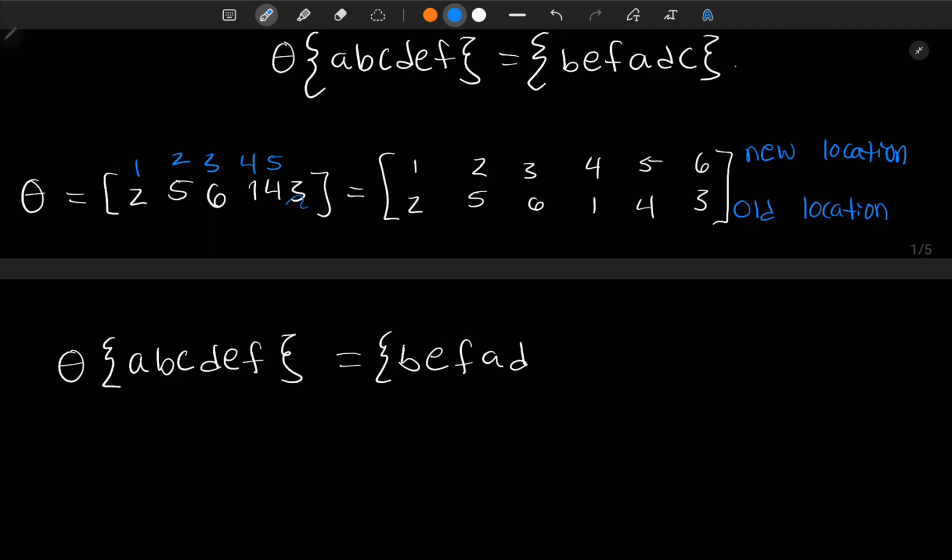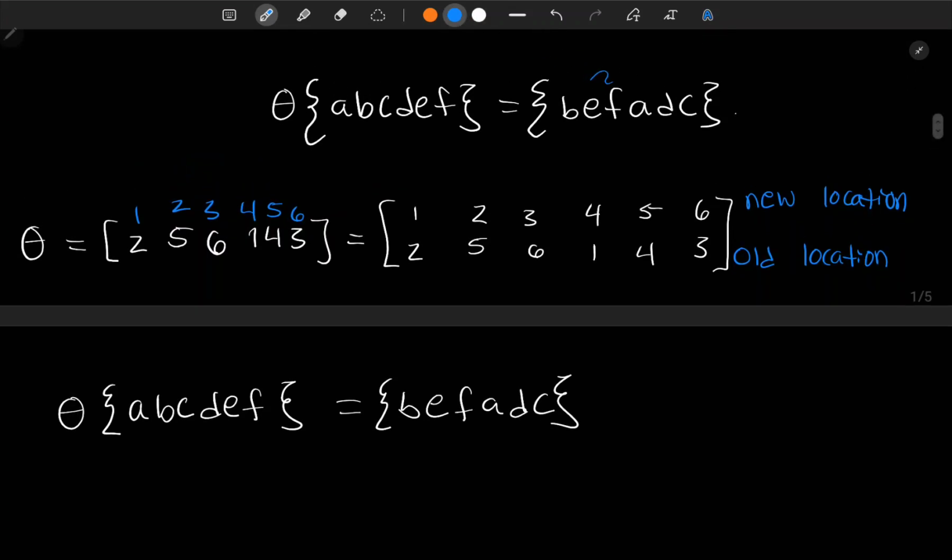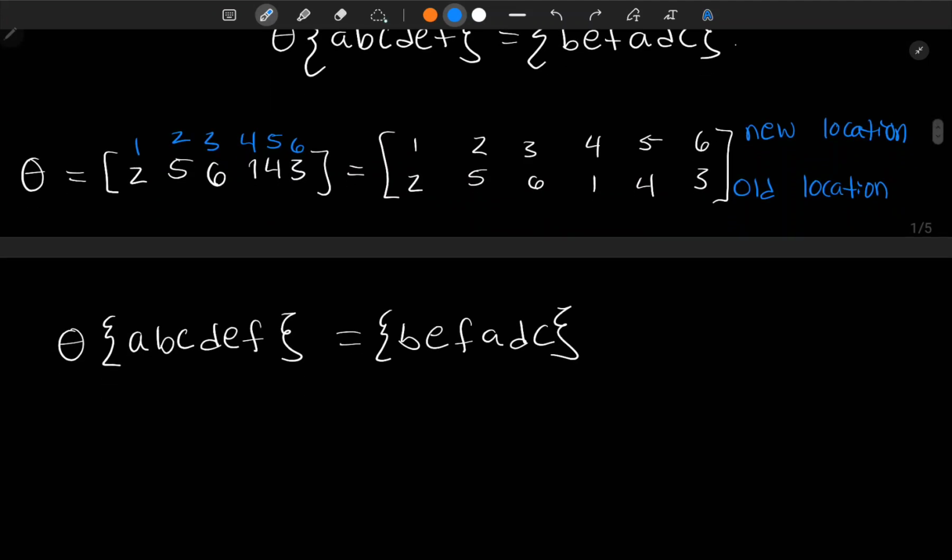And finally, we consider 3 as the old location, which is C, and that gets mapped to the sixth position. So C goes to the end. And that's exactly what we have up here. So that's how you would read this one-line or this two-line notation.